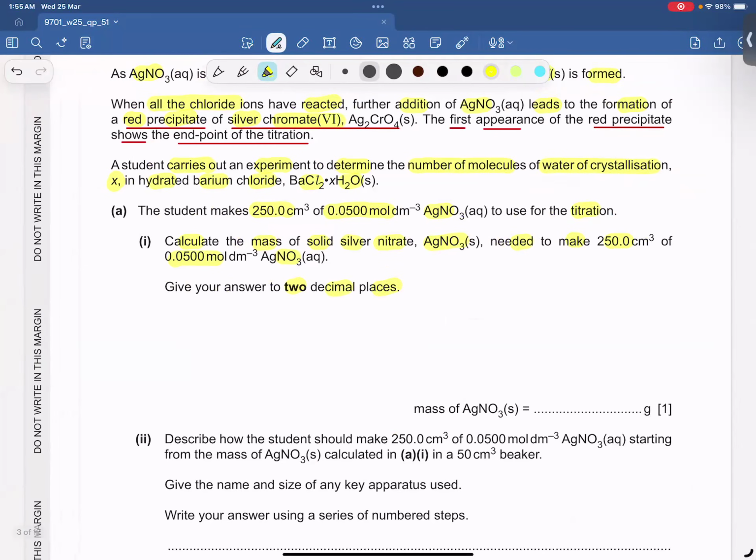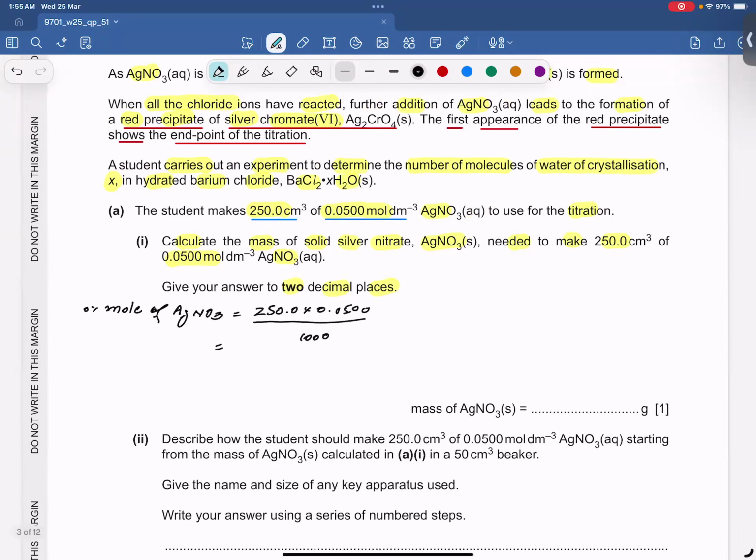That's nice. So we know the concentration and we know the volume. That means by using these two values, I can find the moles of silver nitrate. 250.0 into 0.0500. So to get the moles, we need to divide these two values by 1000. 250 into 0.05 divided by 1000 is going to be 0.0125 moles. Okay.